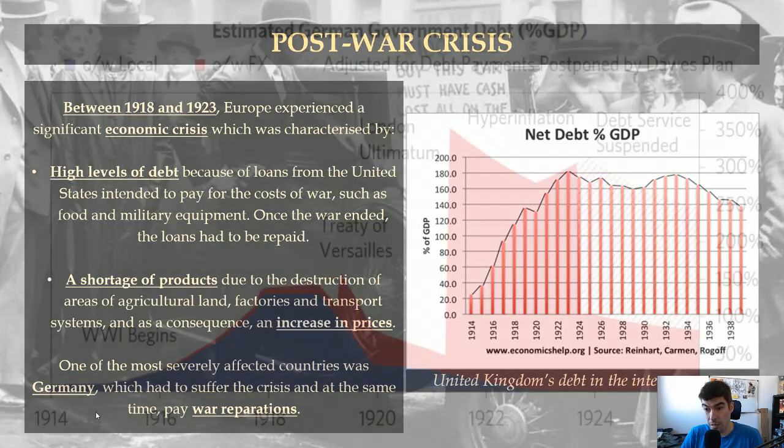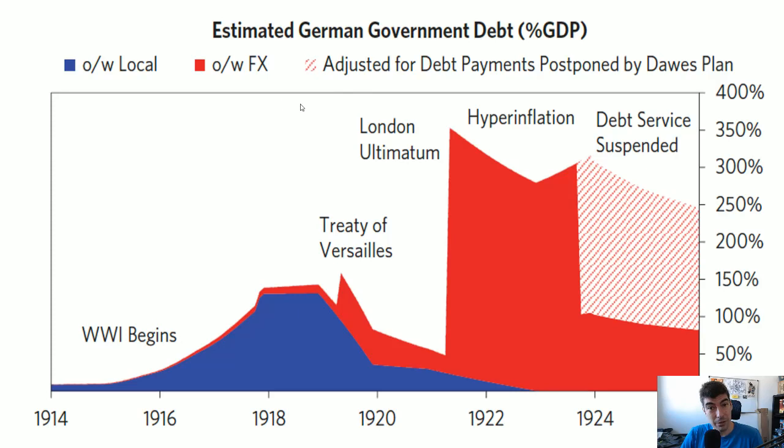So we have seen a chart of the British debt, and this is the German debt. When the World War first begins, it goes more or less 125%. After the Treaty of Versailles, it starts to decrease, but then the hyperinflation, boom, 350% of the GDP. So they had to pay 3.5 times the richness of their own country, which is impossible because they were in bankruptcy.